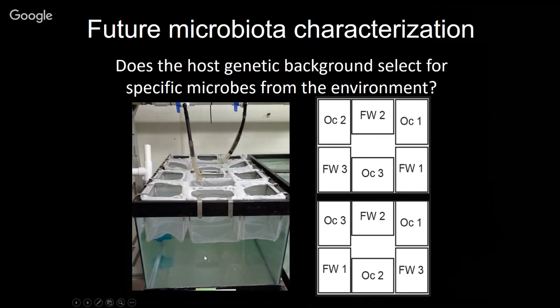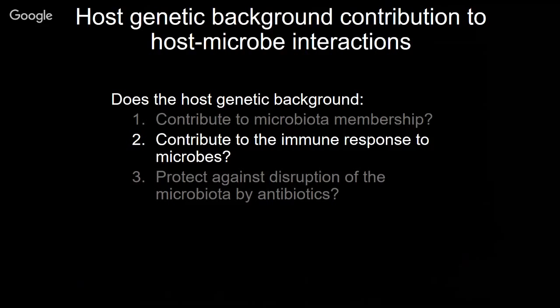And this will help us determine whether the host genetic background is selecting for different microbes, or whether the fish in the wild are just exposed to different microbes, and that's why they have different microbial communities. So this is an experiment that we'll be doing here in Alaska with several different freshwater and anadromous marine populations from our populations here in Alaska. Okay, so that's the contribution of the host genetic background to microbial membership. Now we're going to move on to the immune response to microbes.